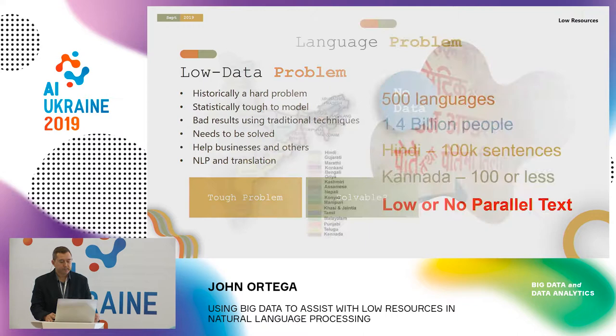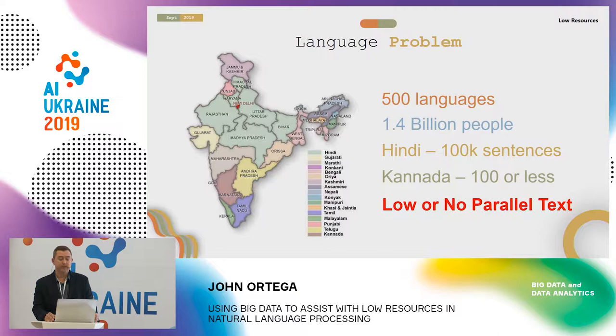Here's yet another even more complex problem that comes from India. India has nearly 1.4 billion people and speaks about 500 different languages. However, for languages like Hindi, one of the most widely spoken languages in India, there are only about 100,000 examples in some of the particular domains. At the lowest level, Kannada may have only 100 examples at a time.